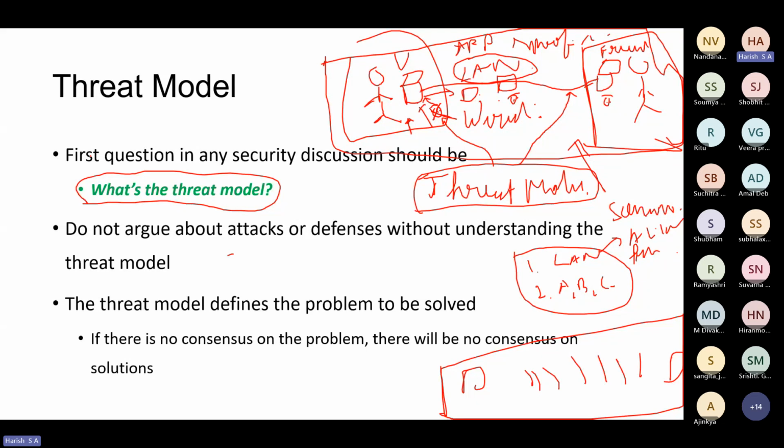Now, if we look at the text here, they say don't argue about attacks or defenses without understanding the threat model. So it basically defines the problem to be solved. It is looking at things, no, it's not exactly looking at things from the mind of an attacker. So it's slightly more nuanced than that. It's coming to a consensus, or you can say it's coming and saying, okay, these are the conditions.